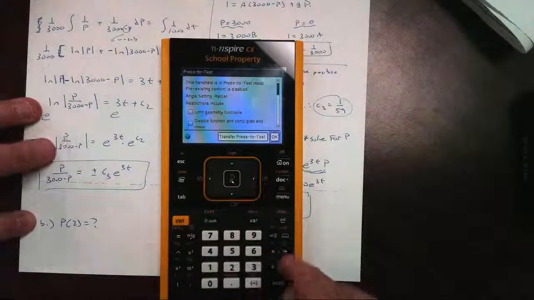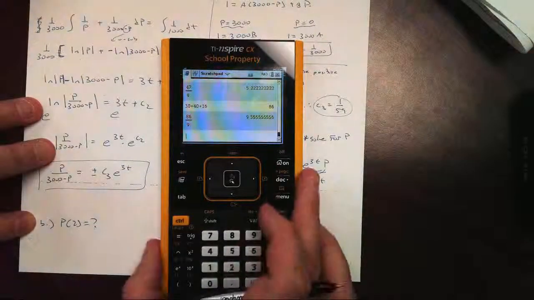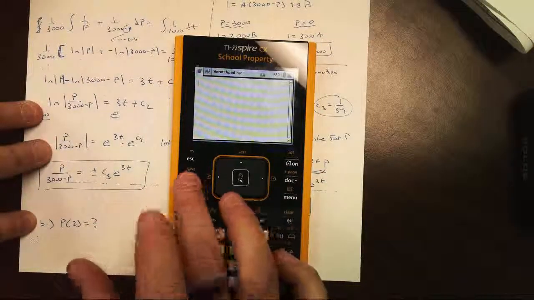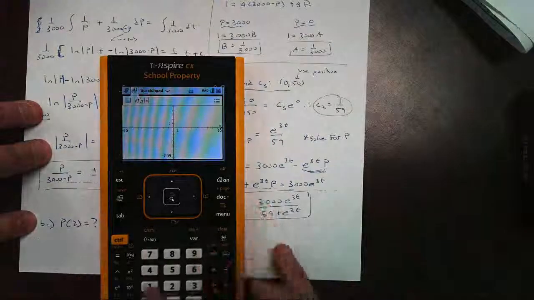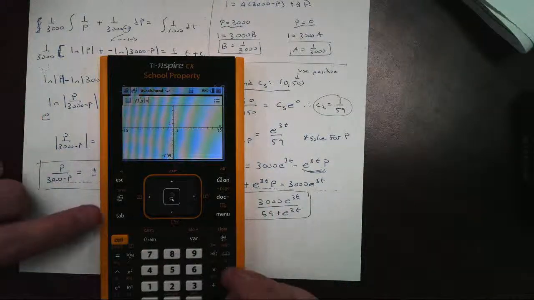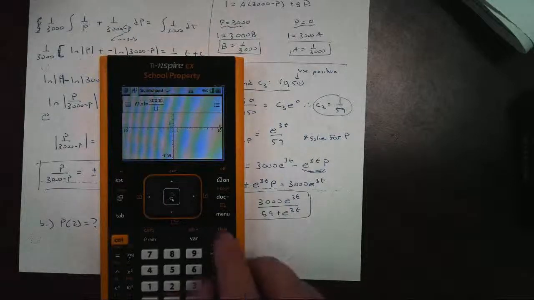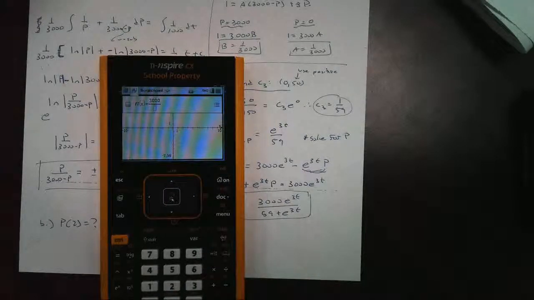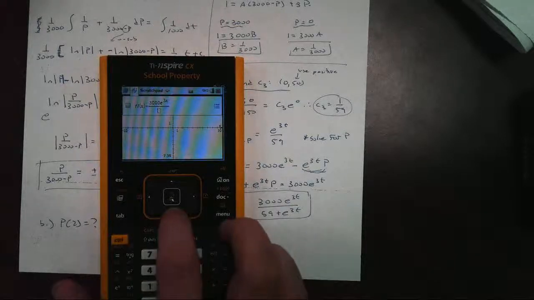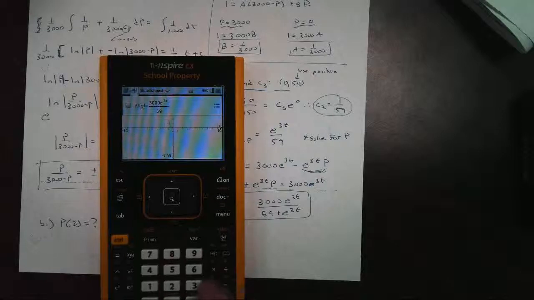Say hello to my yellow friend. Doc B, clear out everything. I'm going to graph it. I'm always going to graph these. It actually makes it a little bit easier. Change this to a fraction, and I'm going to write this as 3,000 e to the 3x, divided by 59 plus e to the 3x. And I'm going to hit enter.